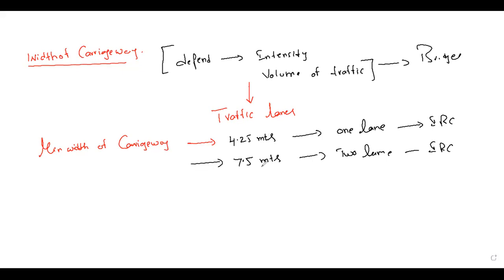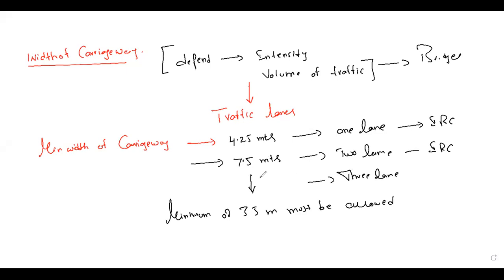For every additional lane, a minimum of 3.5 meters must be allowed. So if you want to go for another lane, for the next lane a minimum of 3.5 meters must be allowed. If you want to go for three lanes, what do they do? 7.5 plus 3.5. They won't add with 4.25. They will add with 3.5 meters. Understand? That is how the lanes are going to be decided.